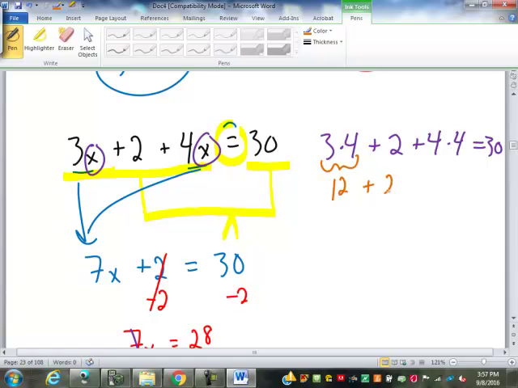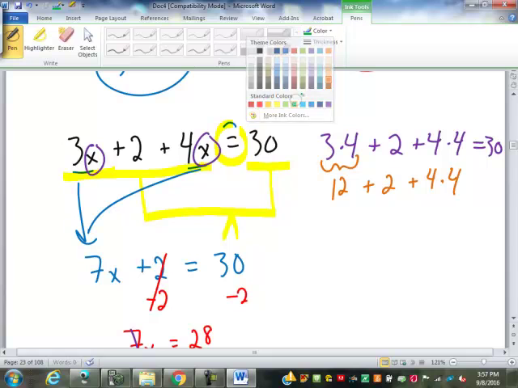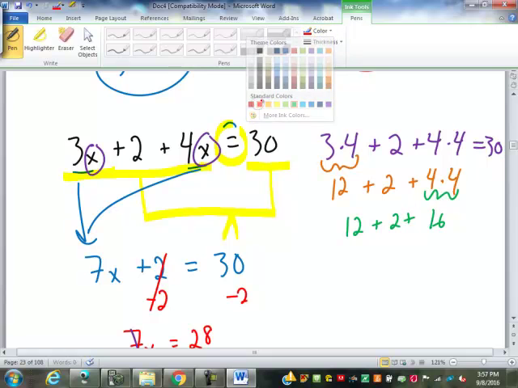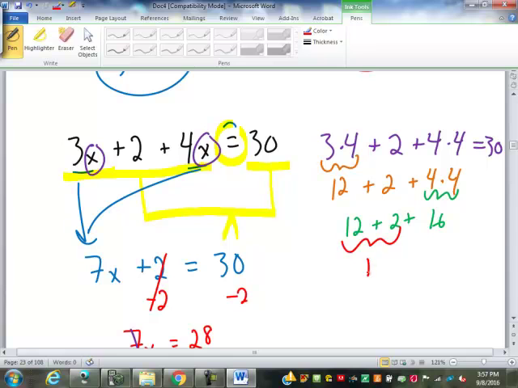3 times 4 is 12. 4 times 4 is 16. Now we're going to add and subtract from left to right. 12 plus 2 is 14. Plus 16 is 30. And 30 does equal 30, so we're good.